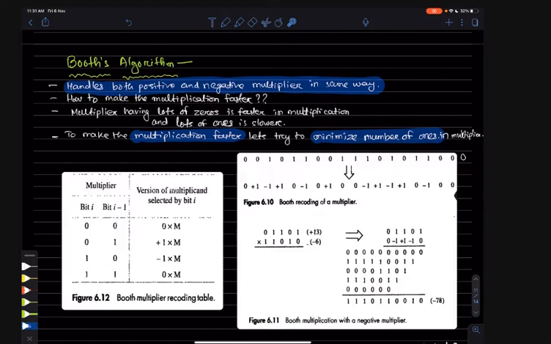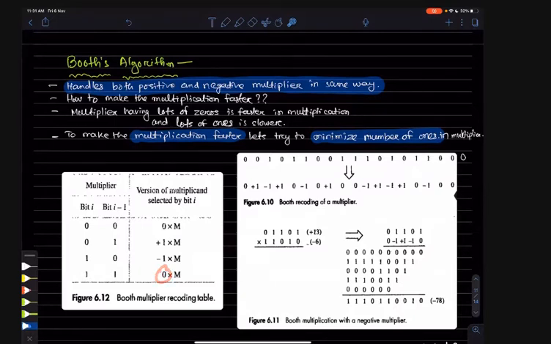If 1 and 0, then it is multiplied with 1. If it is 0 and 1, then it is multiplied with minus 1. Minus 1 means the 2's complement of the multiplicand. I will tell you the meaning of this. But whenever we have two 1s, we multiply with nothing, that means 0.